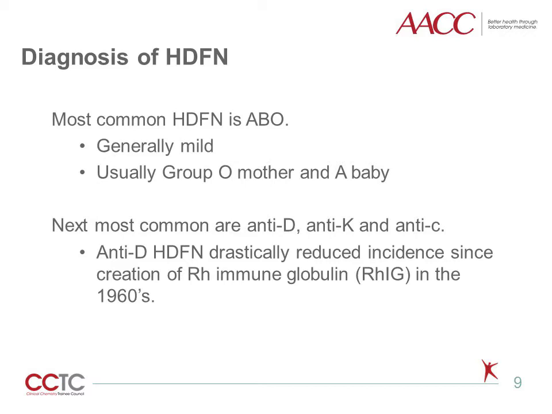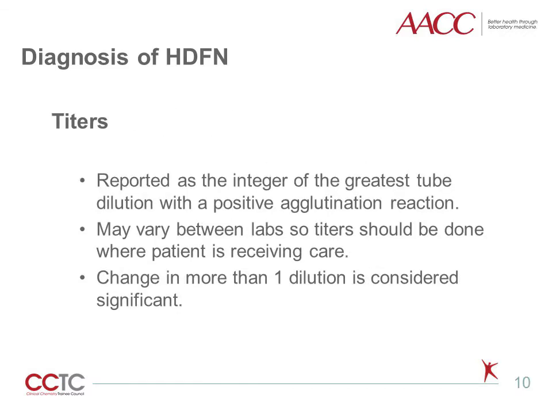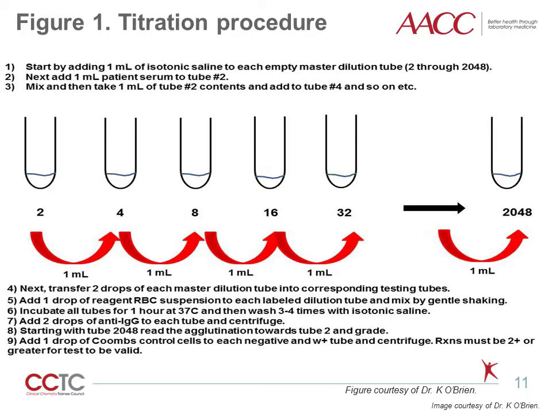Titers are reported as the integer of the greatest tube dilution with a positive agglutination reaction. Titers may vary between laboratories, so they should be done where the patient is receiving care. A change in more than one dilution is considered significant. An example of a titration procedure is shown on slide 11.